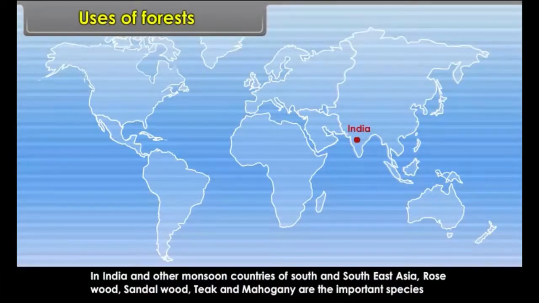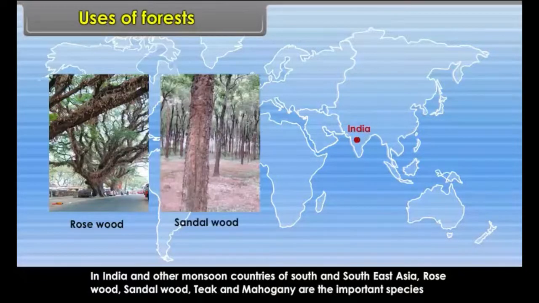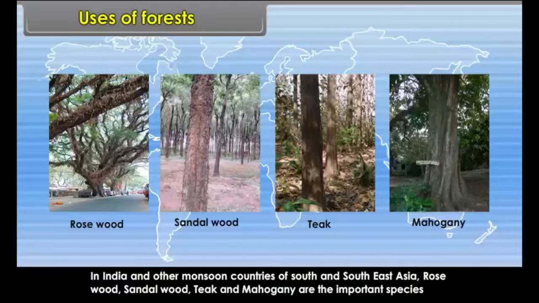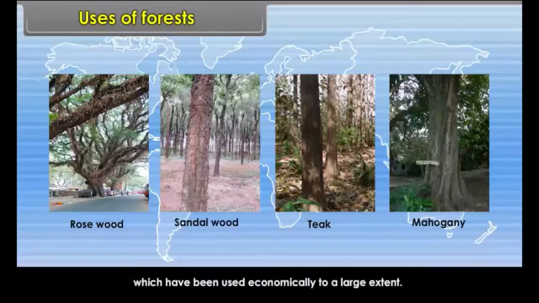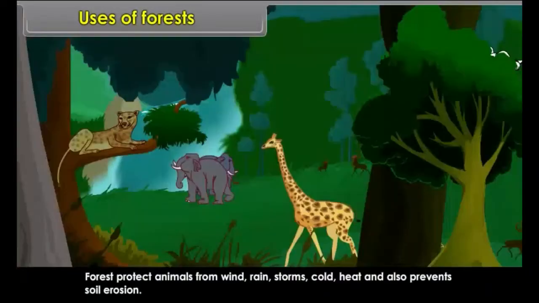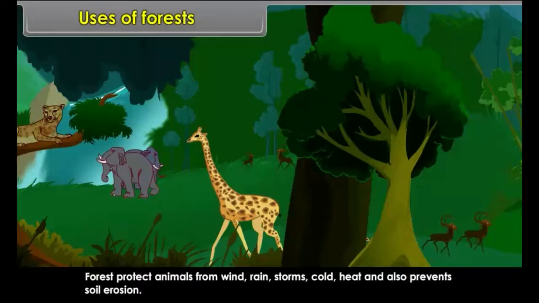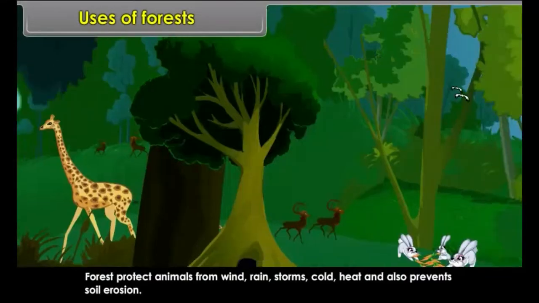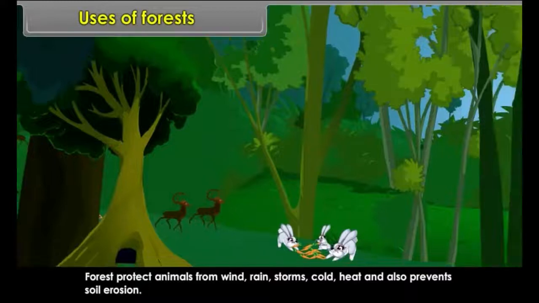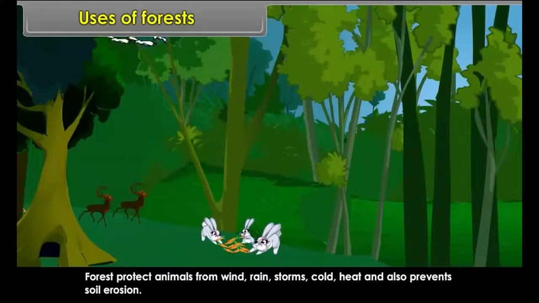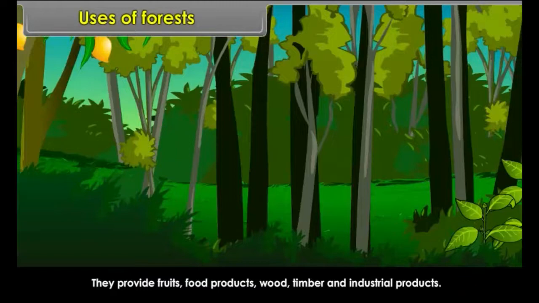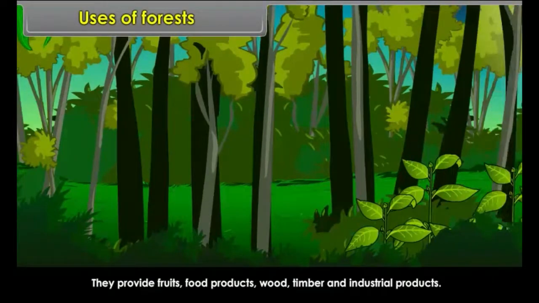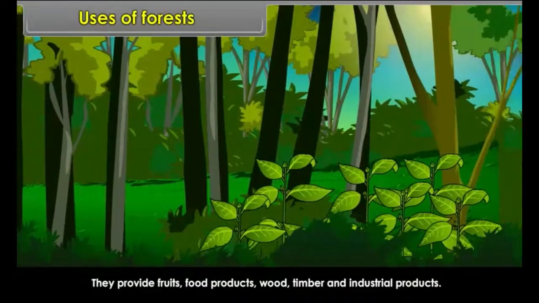In India and other monsoon countries of South and Southeast Asia, rosewood, sandalwood, teak and mahogany are the important species which have been used economically to a large extent. Forests protect animals from wind, rain, storms, cold, heat and also prevent soil erosion. They provide fruits, food products, wood, timber and industrial products.